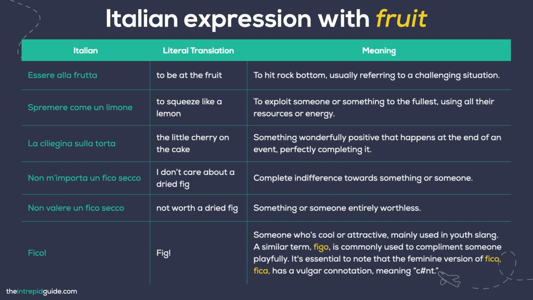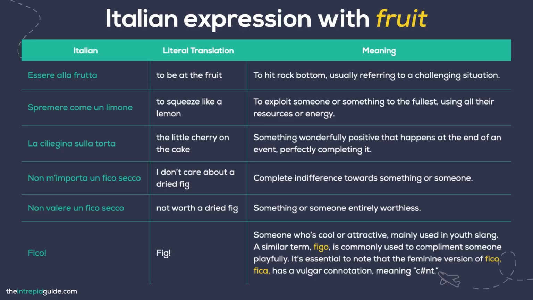This means to hit rock bottom, usually referring to a challenging situation. Spremere come un limone. Literally, to squeeze like a lemon. This means to exploit someone or something to the fullest, using all their resources or energy. La ciliegina sulla torta. Literally, the little cherry on the cake. This refers to something wonderfully positive that happens at the end of an event, perfectly completing it.